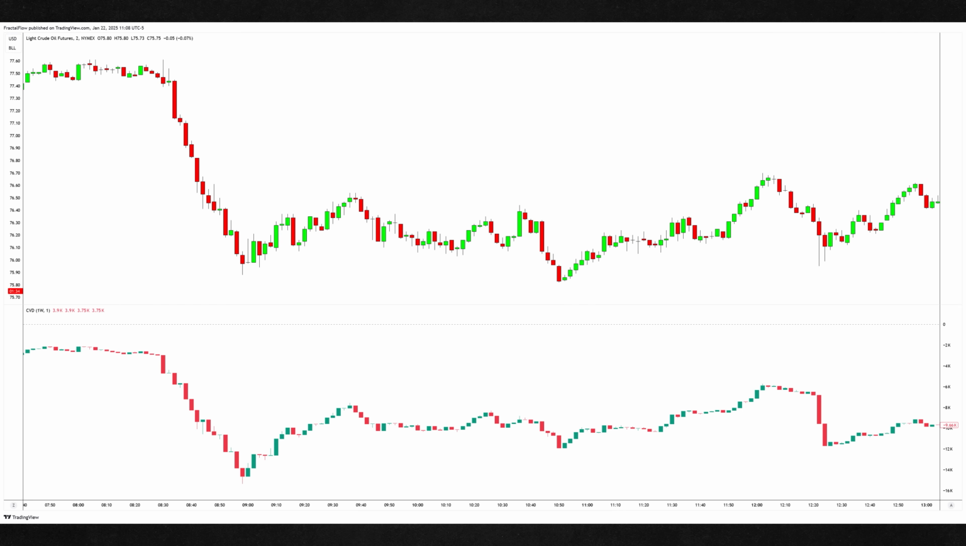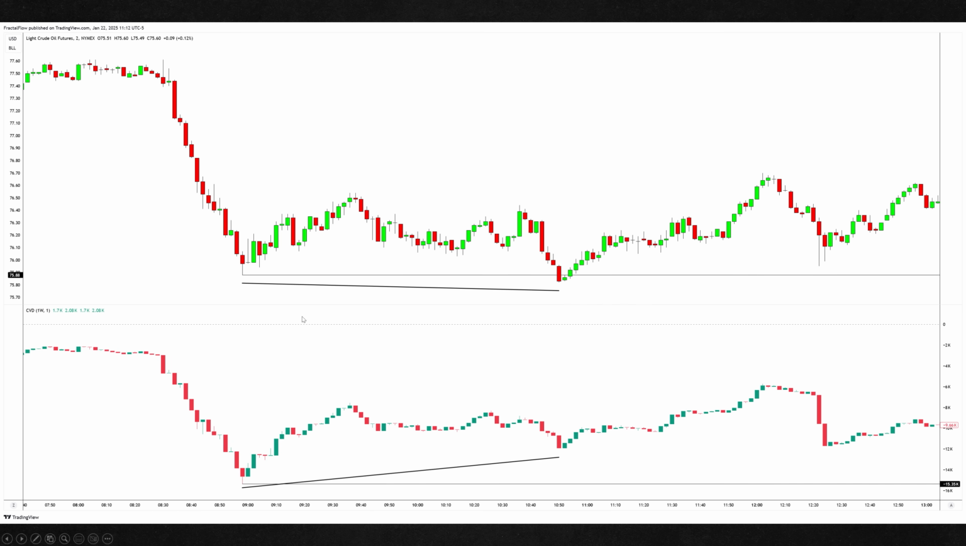Notice how price action forms a lower low while the CVD forms a higher low. This means that in terms of price action, sellers are being able to advance, but there isn't enough volume to sustain the movement. This is why this is logically called an exhaustion pattern.